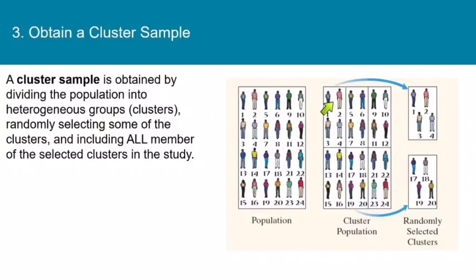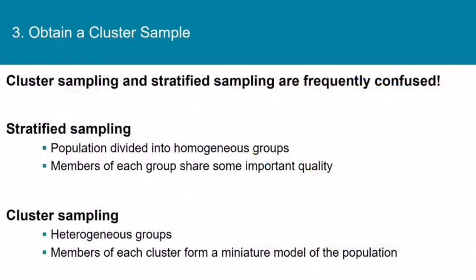Notice that if we selected this group here, all 4 of the people in this cluster would become part of the sample. Okay, so just to make sure that you're clear on the difference between cluster sampling and stratified sampling, let's think about it. In stratified sampling, the population is divided into homogeneous groups, and the members of each group share some important quality. But in cluster sampling, the population is divided into heterogeneous groups, and the members of each cluster form a miniature model of the population. In other words, each group is pretty similar to each other group.